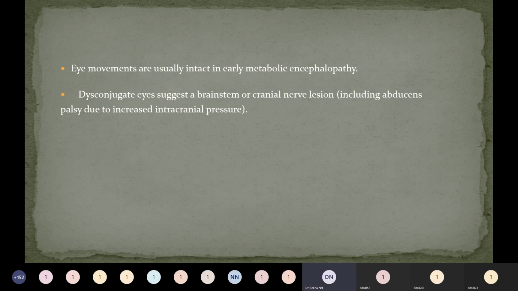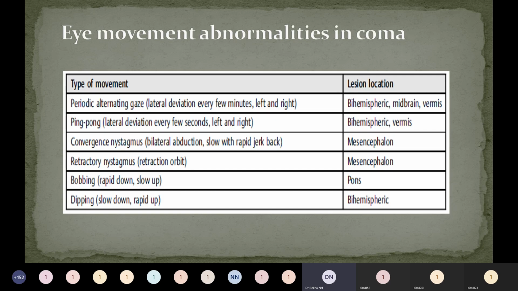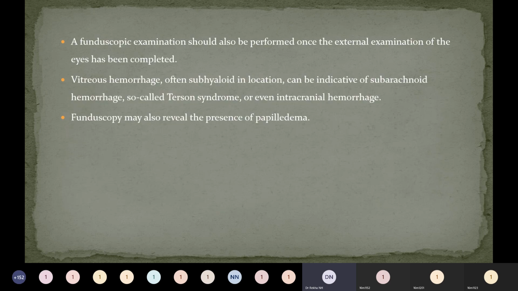So these eye movements are usually intact in early metabolic encephalopathy, but they can be lost in long-standing anoxic encephalopathy. Usually disconjugate eyes means it is a brainstem lesion or it can be a cranial nerve lesion. So these are the eye movement abnormalities in coma: periodic alternating gaze, ping pong, convergent nystagmus, bobbing, dipping. These are the different types of eye movements in a patient with unresponsiveness.